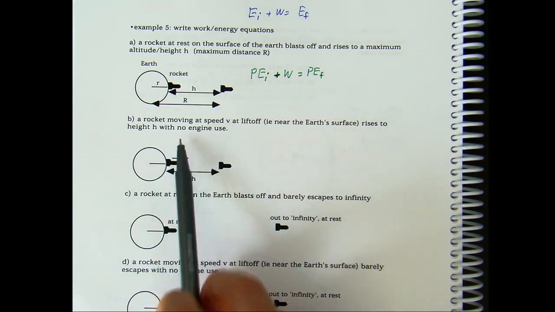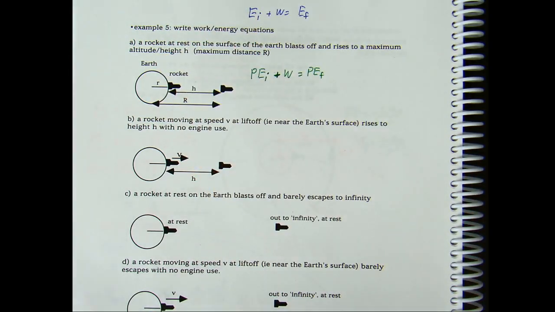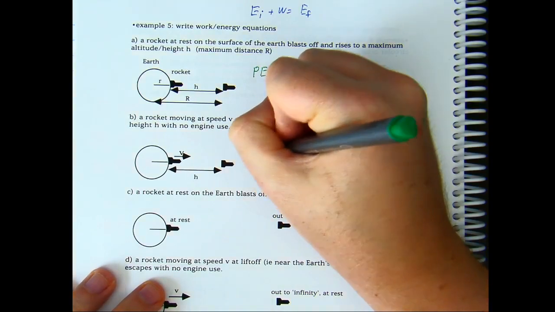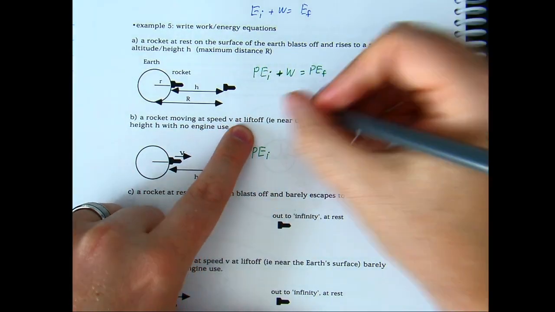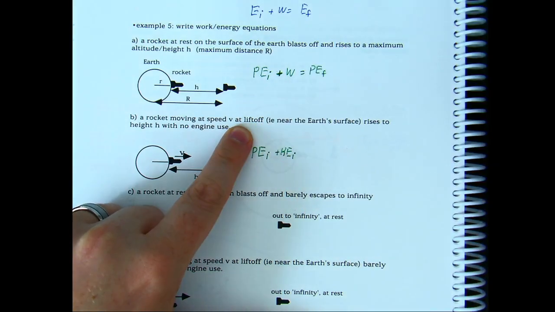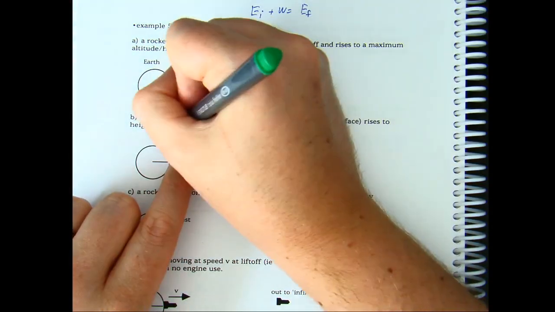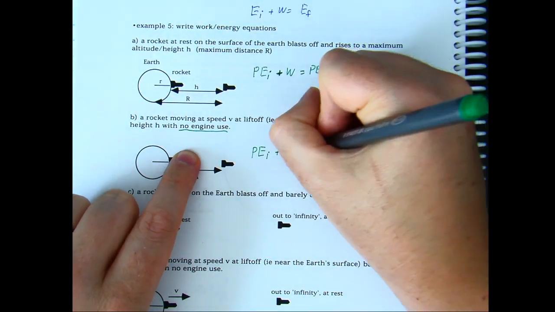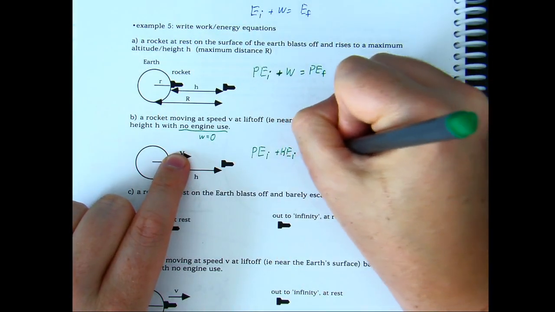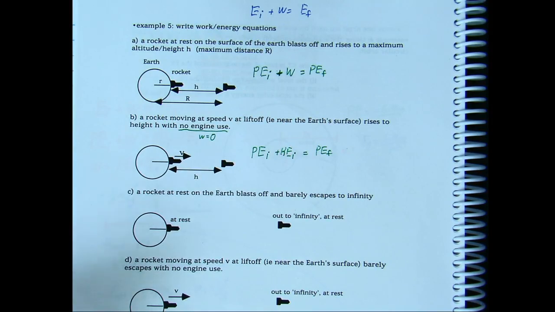The next one is a rocket moving at speed v at liftoff near the Earth's surface. It rises to some height with no engine use. So no engine use implies that work is equal to 0. These things always start with some sort of potential energy, but we've got the initial v, so that's going to give us kinetic energy to start with. If we've got no additional engine use, we've got no work done here. Work equals 0. So we're going to get PE final at the end because there's some maximum height.